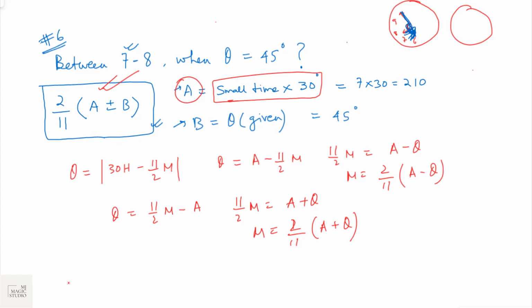So whenever between two given times, theta is given and they are asking at what time the angle would be something like this, we are using the same old formula which we discussed in question number 3, when we were finding the angle between the two hands. So it is 2 by 11, A plus minus B, B is nothing but theta, A is the small time into 30 degrees. Let's move on.